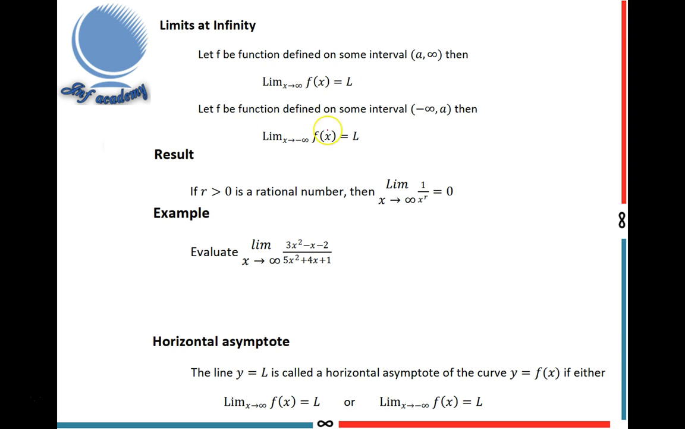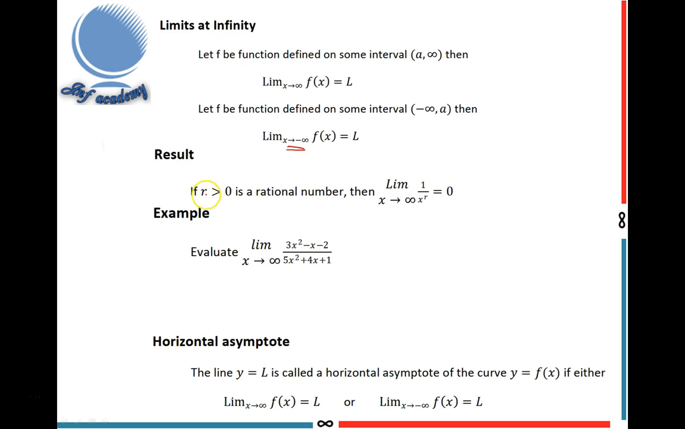Next, let f be a function defined on some interval (minus infinity, a). Then limit as x tends to minus infinity of f(x) equals L. This is also, the values of f(x) can be made arbitrarily close to L by taking x sufficiently large negative. That means x tends to minus infinity. This is the definition of limits at infinity.